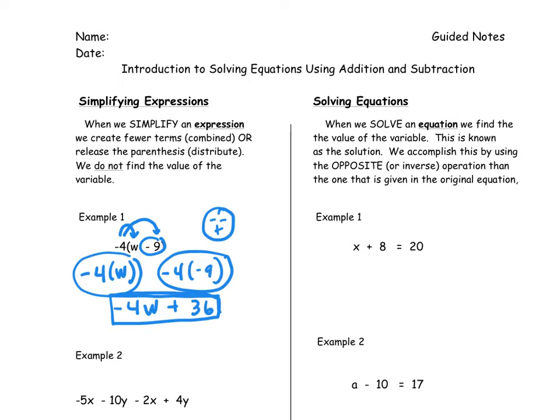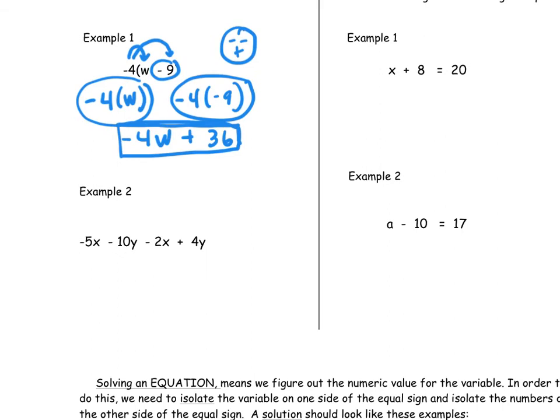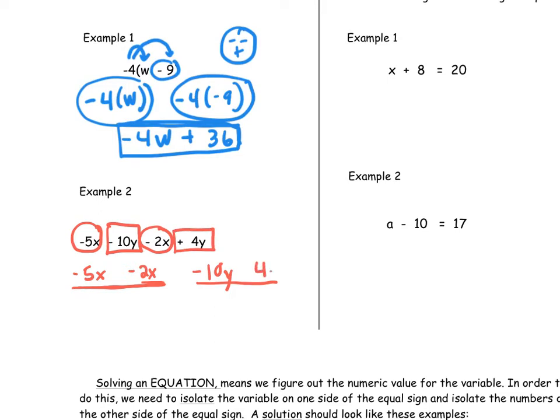So let's now investigate what happens in the second example. In order to create an equivalent expression here, I need to combine like terms. These two terms are like terms because they both have the variable x. I'm going to choose to use this minus 2x as a negative 2x. So those are considered like terms. Next, I'm going to gather up the y's. This minus 10 I'm going to use as a negative 10y, and this plus 4 is going to be a positive y. So I've gathered my like terms.